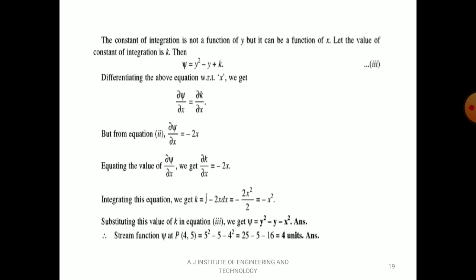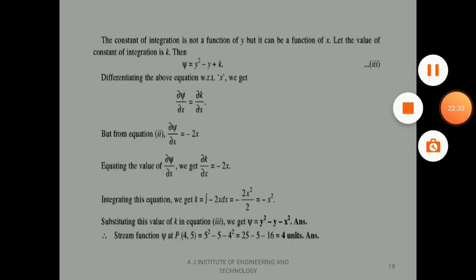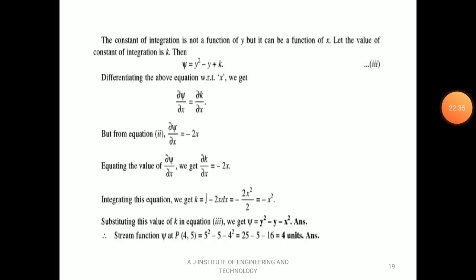Now they told us to find the value of the stream function at the given point P equal to (4, 5). So for the stream function ξ at P (4, 5), in place of y you substitute the value 5, and in place of x the value 4. So 5 square minus 5 minus 4 square, that is 25 minus 5 minus 16, which equals 4 units. So that is the answer for the value of the stream function at point P (4, 5).